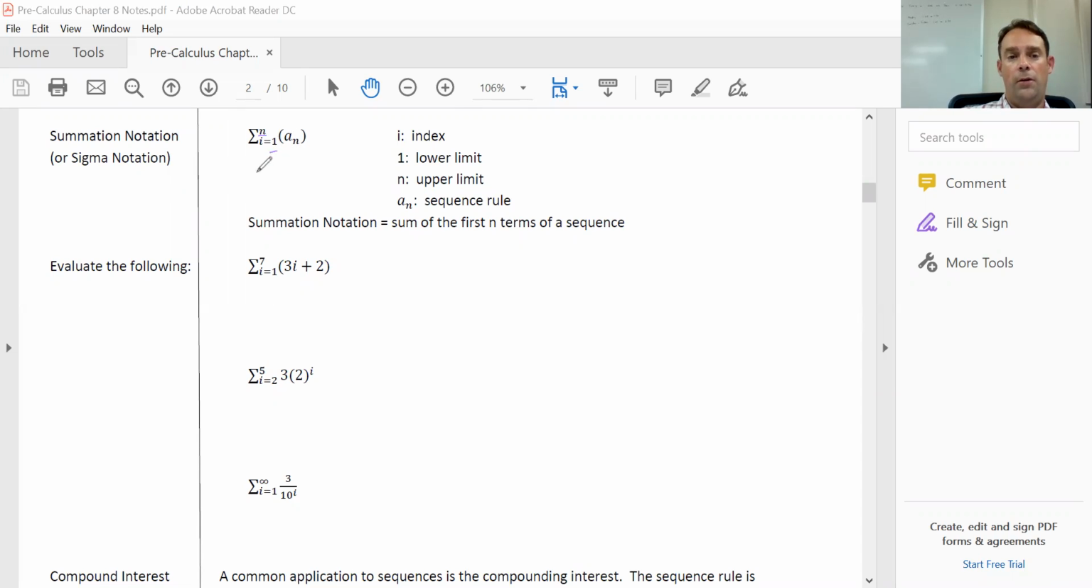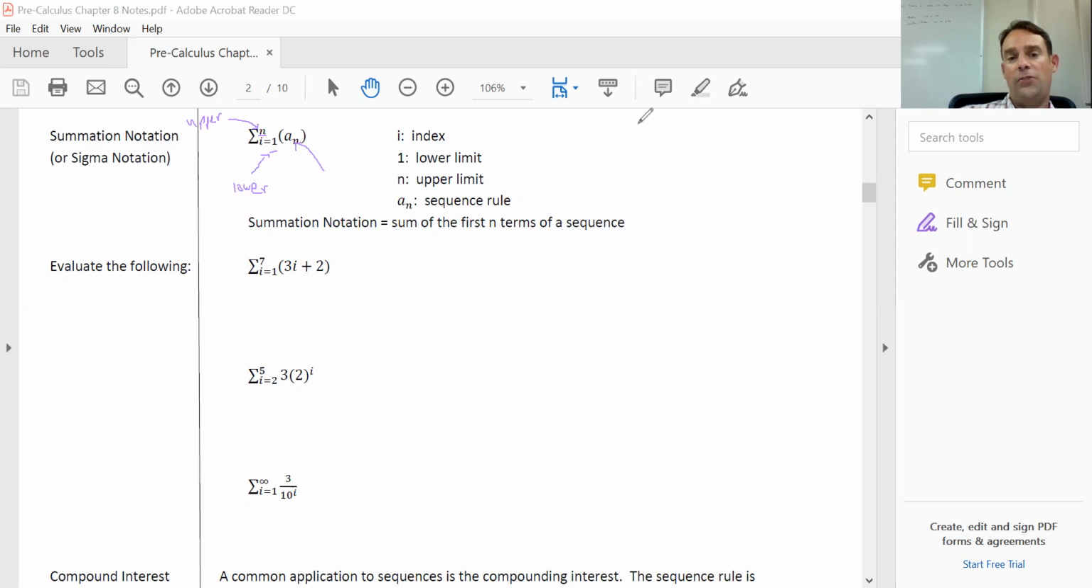This number right here, this is called your lower limit. I stands for index. I is not the square root of negative 1. It stands for index. N is your upper limit. And I'll show you how this is going to play out here in a second. Upper limit. And notice we have our sequence rule right in here, which will give us our term value.